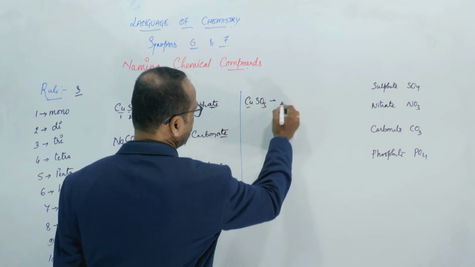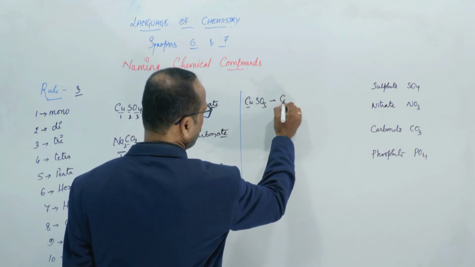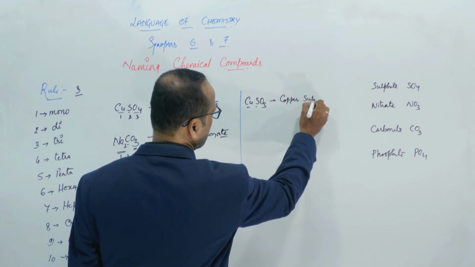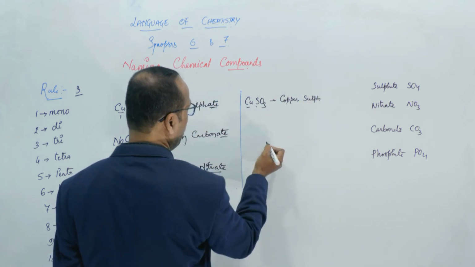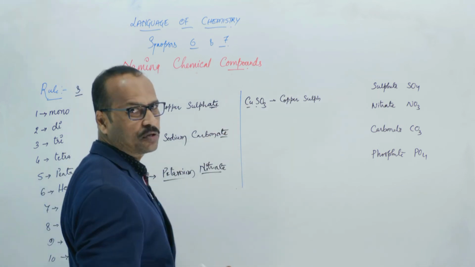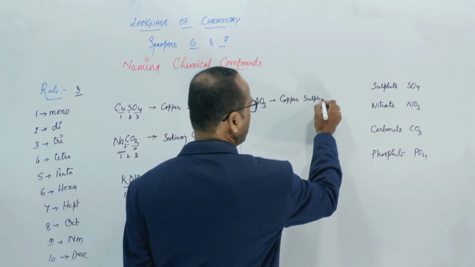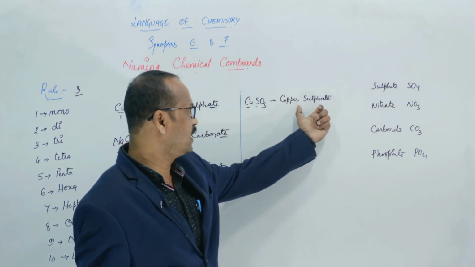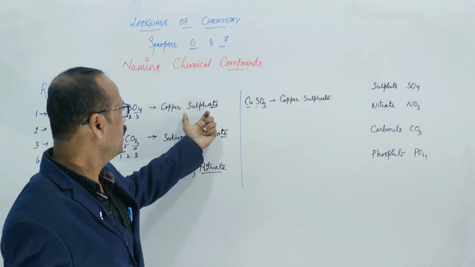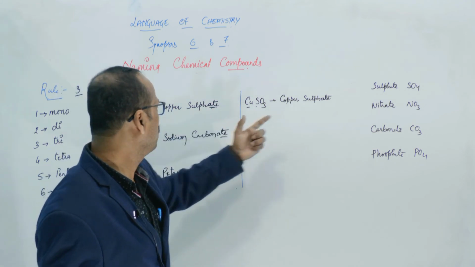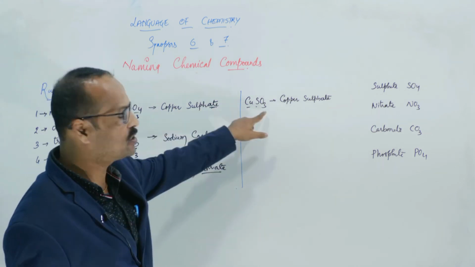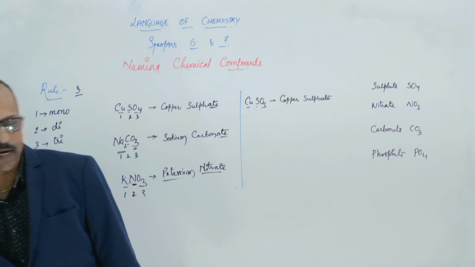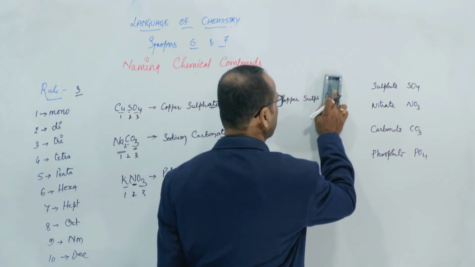So copper. Cu means what? Copper. Yes, sulfur, so sulf. And if it is ending with oxygen, I said you to write ate. Can you write ate here? No. Because if I write sulfate here, this is also sulfate. Copper sulfate, how is it possible? CuSO4 is there, CuSO3 is there. It's not possible, right? So now you have to check how many oxygens are there.